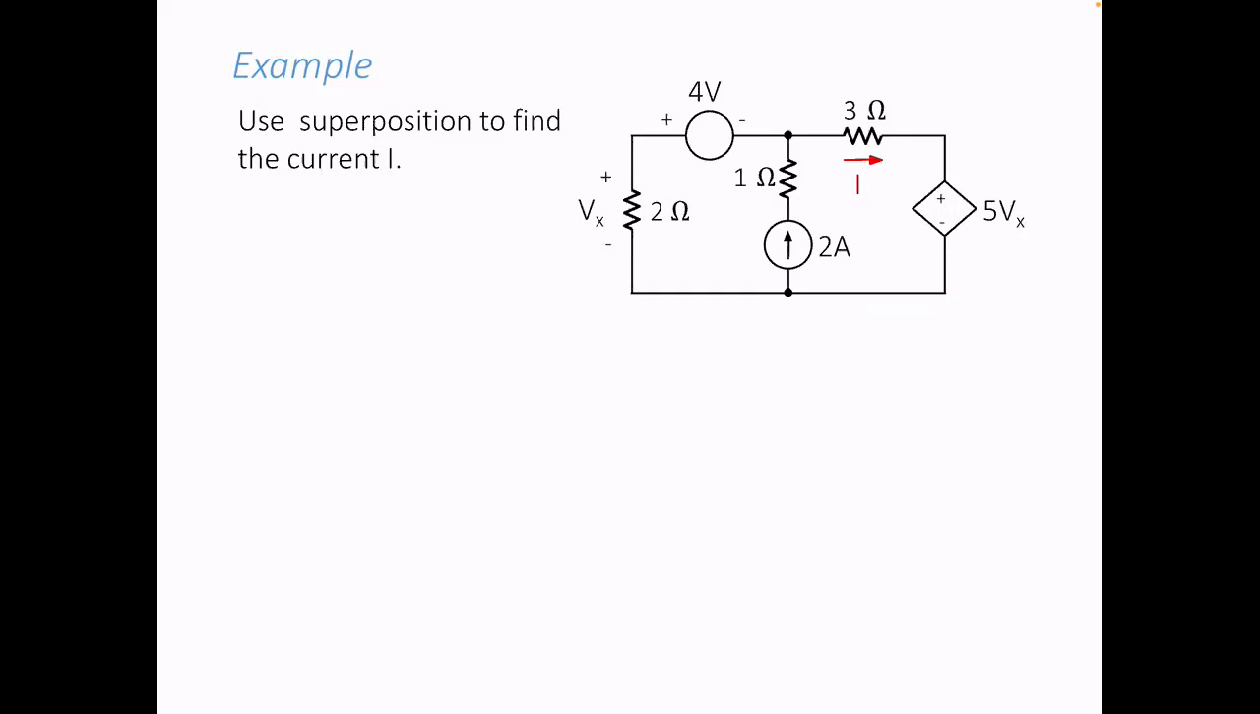Okay, so the remaining slides just show more examples. This is an example where you have a controlled source. So use superposition to find the current I. Okay, remember that it is the sum of the current components of each independent source acting alone.